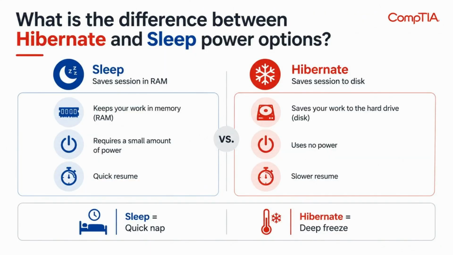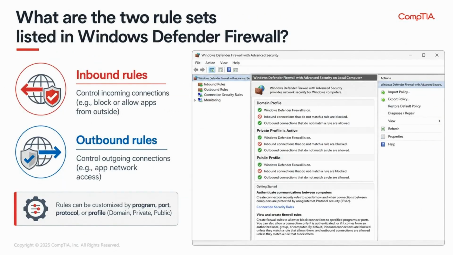Understanding power options is essential. Sleep keeps your session in RAM for a quick resume with low power consumption. Hibernate saves your session to the hard drive, using no power, which makes for a slower but more reliable restart. Windows Defender Firewall utilizes two main rule sets: inbound rules, which control incoming traffic, and outbound rules, which manage outgoing connections. These can be customized by program, port, protocol, or network profile.